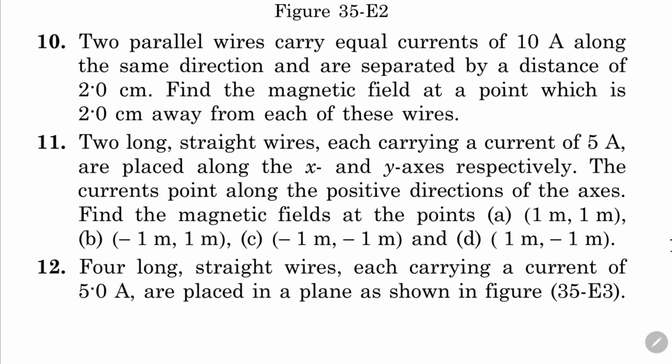In question 10, we have two parallel wires carrying equal currents of 10 ampere along the same direction, separated by distance 2 cm. So we need to find magnetic field at a point which is 2 cm away from each of these wires. So this is the 10th one.